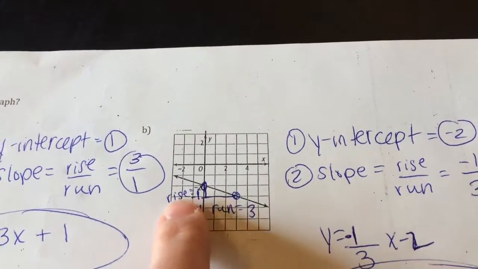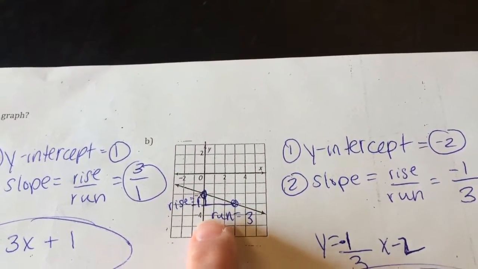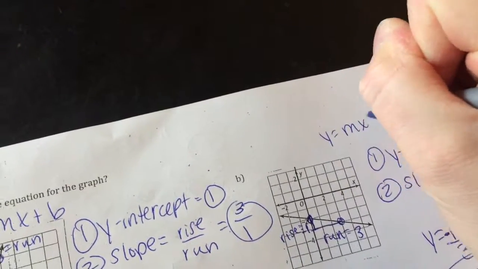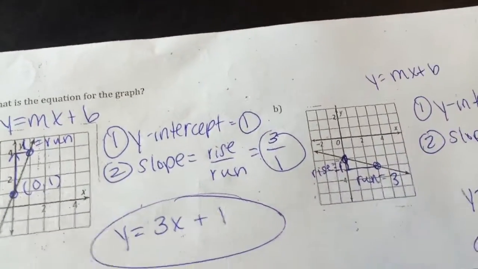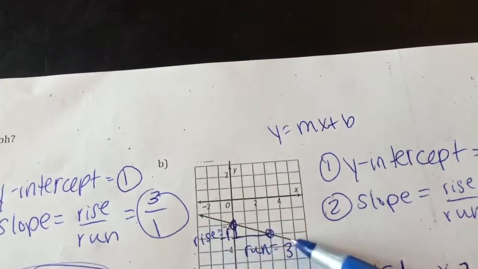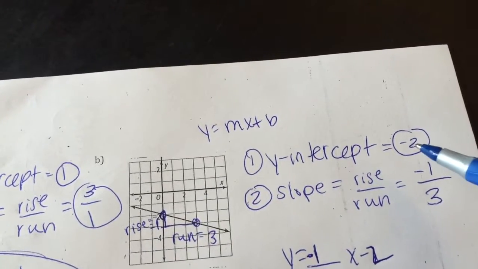All right, because 3 over 1 is 3. Okay, last one. We need the general equation y equals mx plus b. We're trying to find the equation for this line. The first thing you need to do is find the y-intercept. In this case, where the line crossed the y-axis was at negative 2. That's why my y-intercept is negative 2.